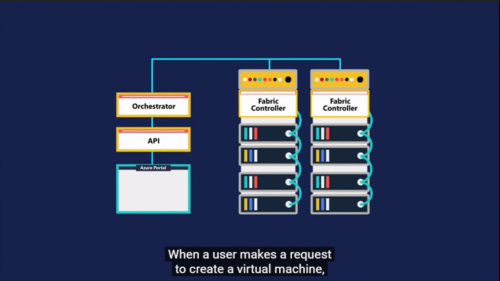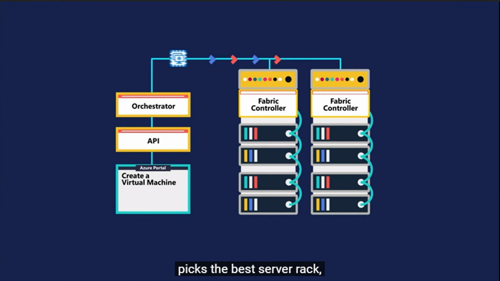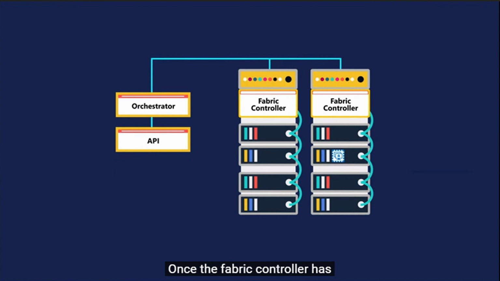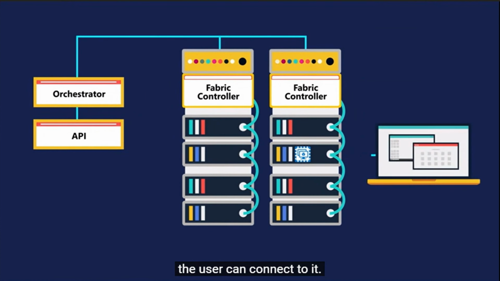When a user makes a request to create a virtual machine, the orchestrator packages everything that's needed, picks the best server rack, then sends the package and request to the fabric controller. Once the fabric controller has created the virtual machine, the user can connect to it.